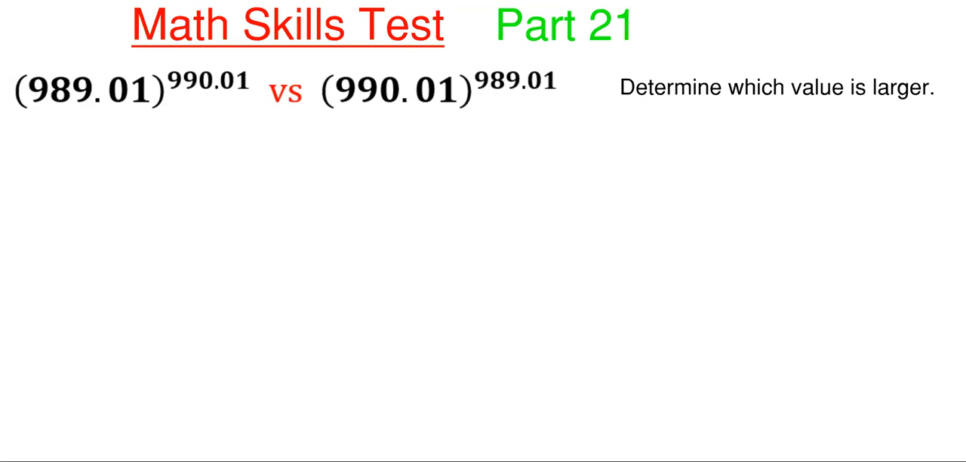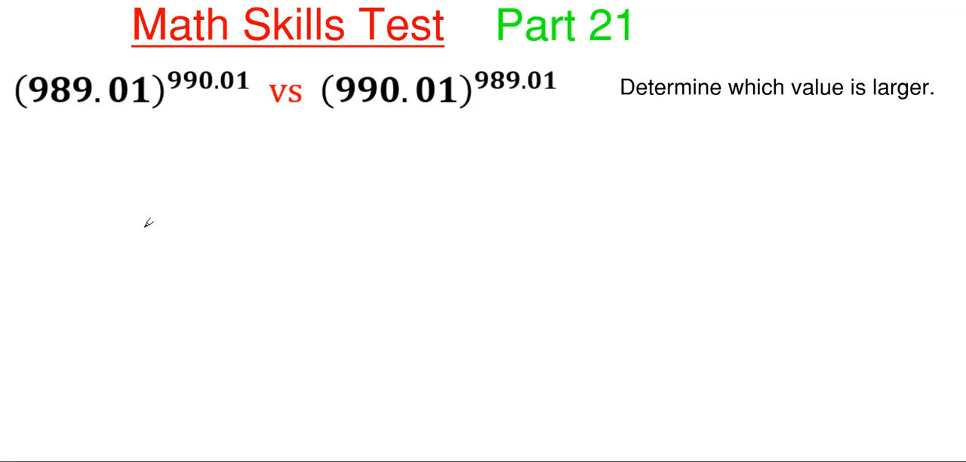So this will be our 21st part in this math skills series, and we are tasked with determining which value is larger. We either have 989.01 to the power of 990.01 versus basically the flip of that, 990.01 to the power of 989.01. All right, well, good luck calculating all that if you were using a calculator, but we're not going to use a calculator, and you'll see how simple this can be.